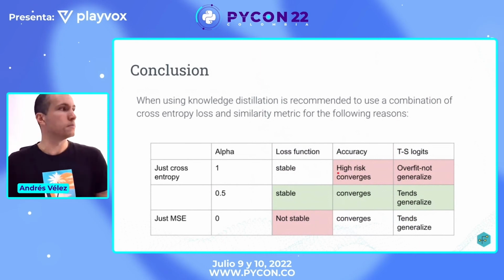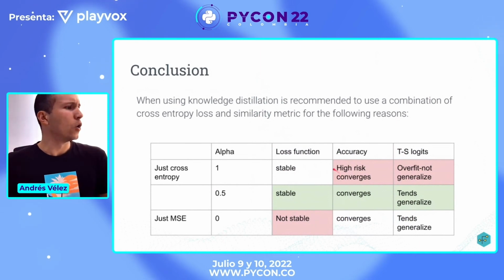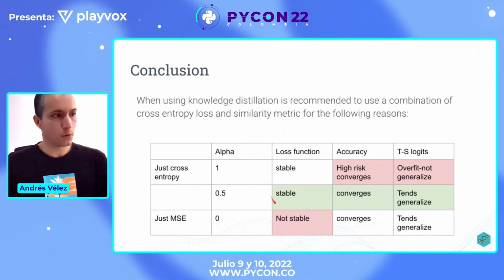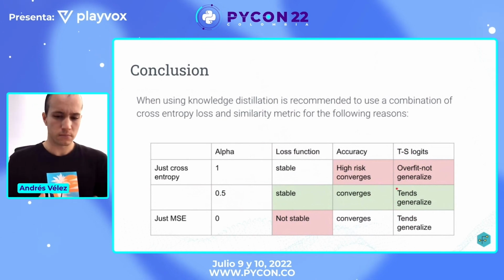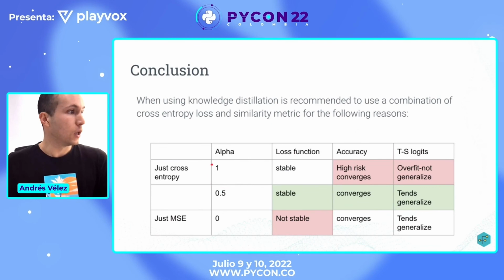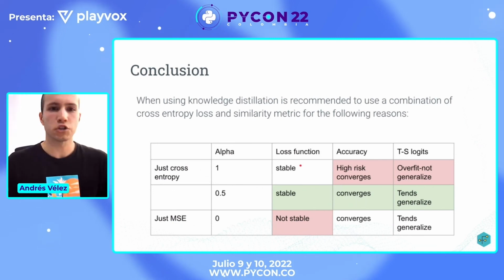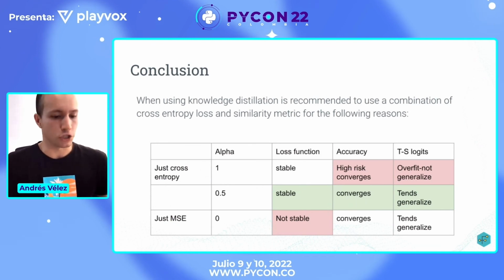As some conclusions, when using an alpha value of 0.5, we have a more stable loss function. The accuracy converges in a stable manner, and the logits tend to generalize accordingly to the teacher model. When using only the cross entropy or only the mean square error, the process suffers in terms of the loss function or mimicking the logits.